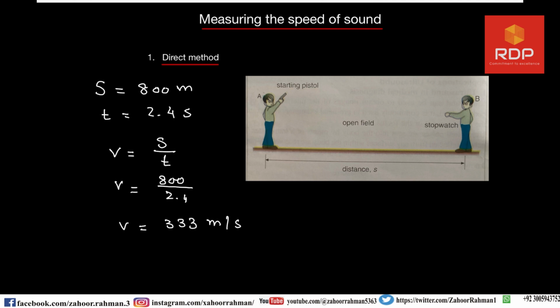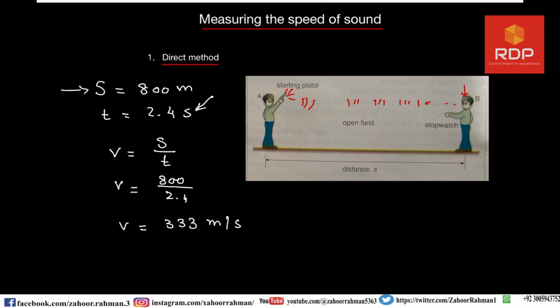Ladies and gentlemen, a typical set of data for S and T is given here. That is S, and S is 800 meter. It means that this distance is 800 meter measured by the measuring tape, and the time when this pistol is showing fire. So this person B, seeing that flash of the light, is starting the stopwatch, and when the sound reaches the ear of this B person, he stops the stopwatch and notes the time. So typical data is 2.4.